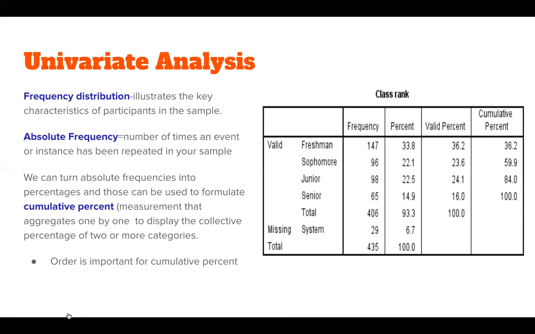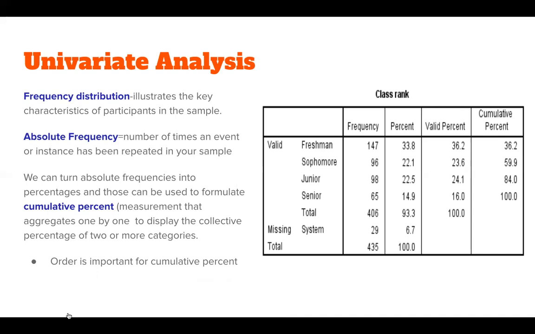Then you take the cumulative percent of freshmen and sophomores and add to it the percentage of juniors, and that gives you a cumulative percent for everyone that is not a senior, and so forth. By the time you get to your final value, your cumulative percent adds to 100.